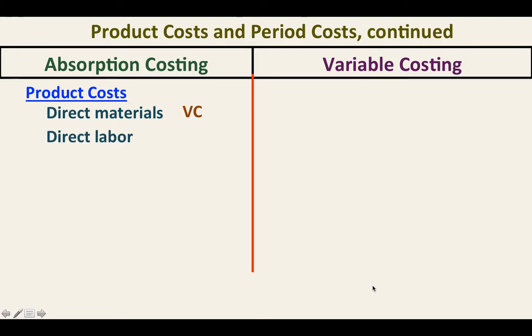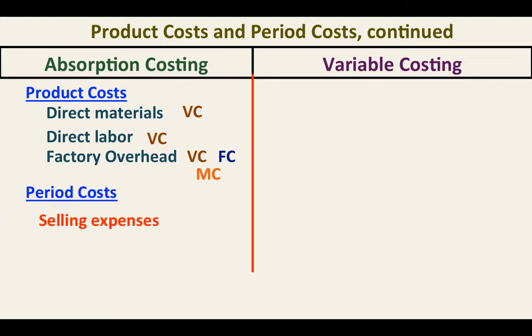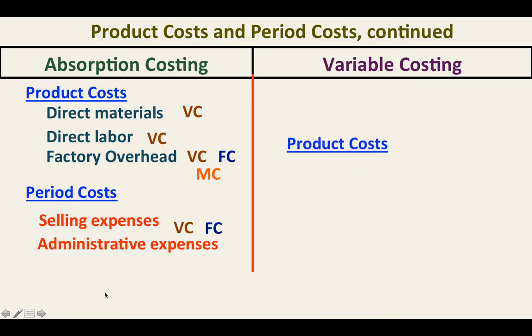So, this is another way of illustrating it. Ang product cost natin, direct materials, which is variable cost, direct labor is a variable cost, factory overhead can be variable, can be fixed, and can be mixed. Okay? And we have our period cost, which are selling expenses, administrative expenses, and kahit na ano siya, even if it is variable cost or fixed cost, period cost pa rin siya. Okay? So, sa variable costing, lahat lang, ang product cost, lahat lang variable.